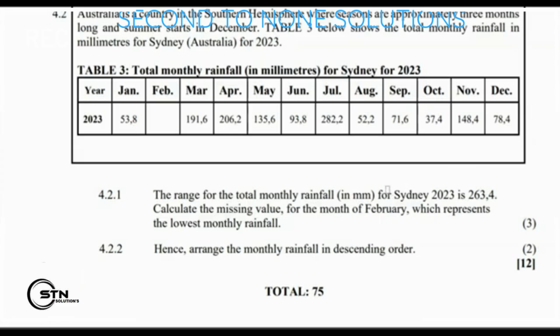Now, I want you to understand one thing. When you read through the scenario and you see the range of the total monthly rainfall, what comes in your head? This simply means the range is already given. Range is given as that. Then the question. Let's look at the question. The question says, calculate the missing value for the month of February, which represents the lowest monthly rainfall.